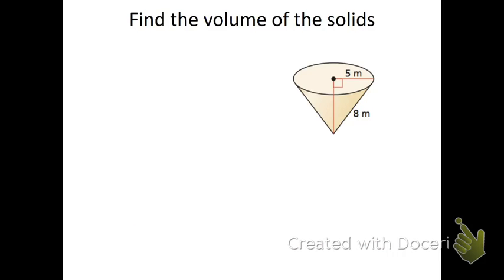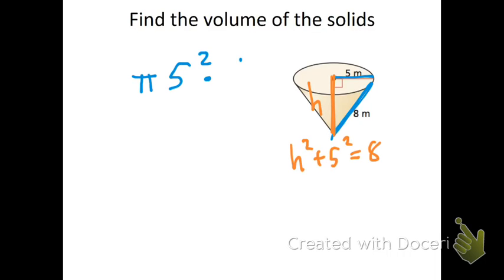So let's find the volume of this cone. We're going to do pi r squared, that's going to be the area of the base, times the height, which we don't know yet because 8 looks like it's the slant height and 5 is the radius. So those two form a right triangle with this height right here. So we get h squared plus 5 squared is equal to 8 squared.